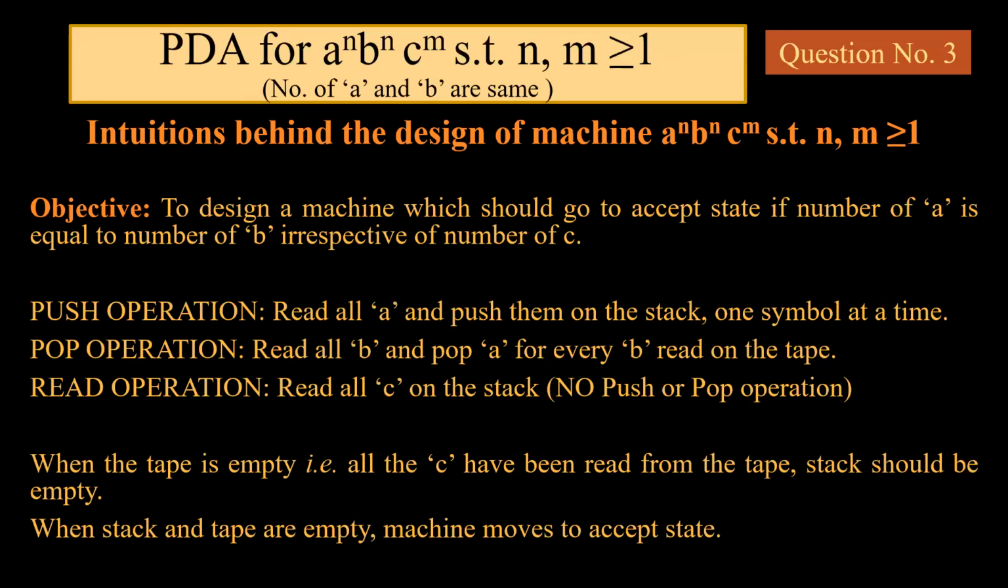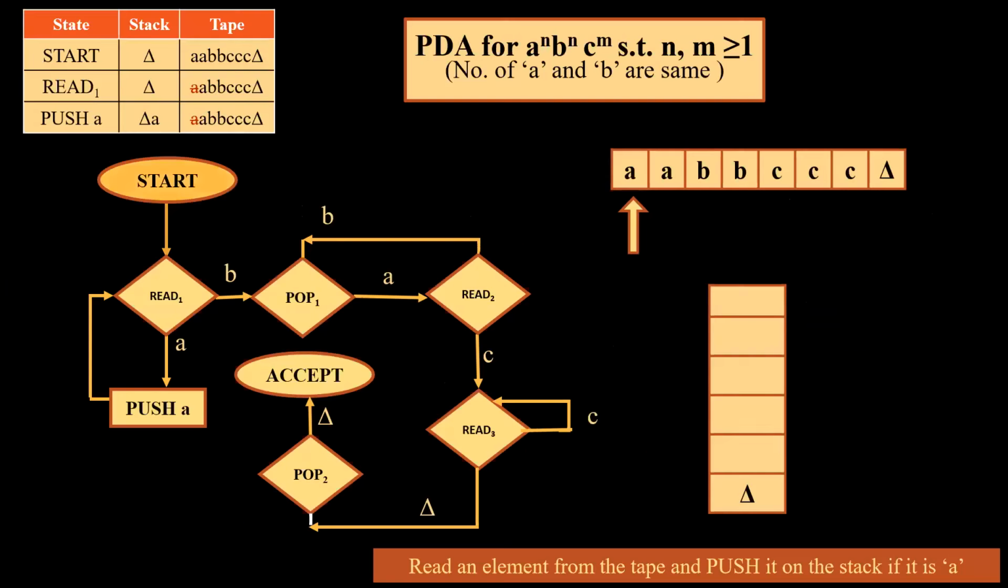Third question is A^N B^N C^M. That means number of A is equal to number of B irrespective of number of C. Push will be performed for all A. Pop will be performed when we start off with the B on the tape, the machine for A^N B^N C^M.